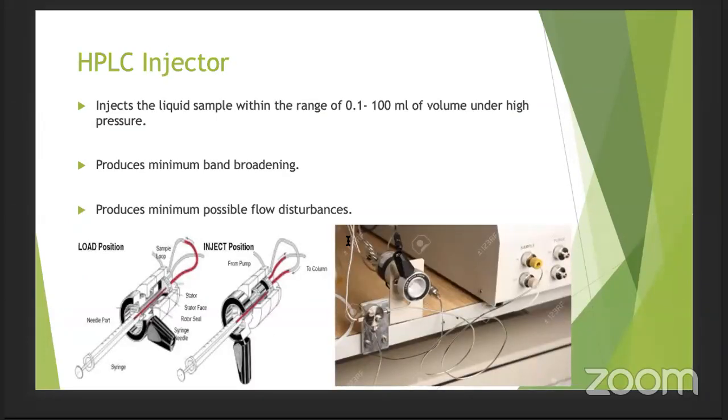Then after this, the injector. The injector is the port from where you inject. These are the typical examples of the injector. If you see this figure, this is the second type of injector, a stop flow septum injector. Basically you inject here and then you change the position of the valve. The quality of the injector should be that it should produce minimum disturbance, and it should reduce peak broadening.